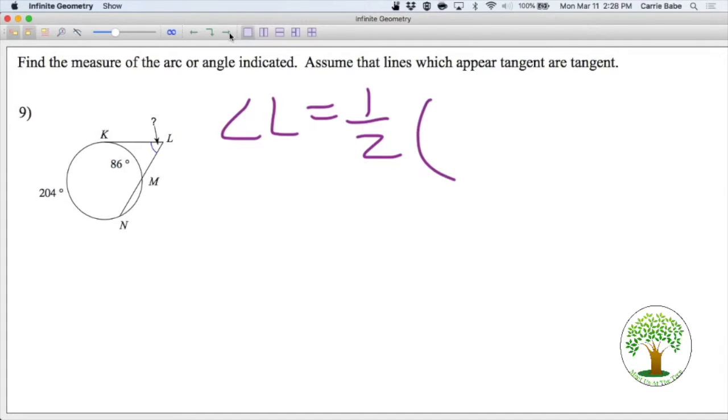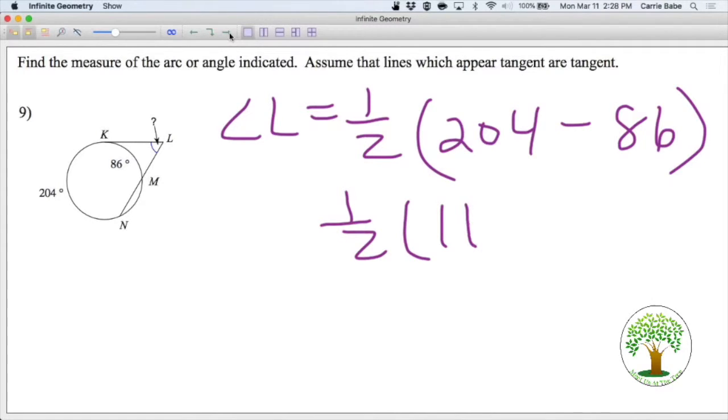We always have that little half in there from what we've been doing so far. You said subtract, what minus what? 204 minus 86. Good job. We don't need to do any doubling on this one since it's an equation, but it's all on one side. So we just need to do 204 minus 86. Someone help me with that. 118. 59. Is that correct? Yes, ma'am.